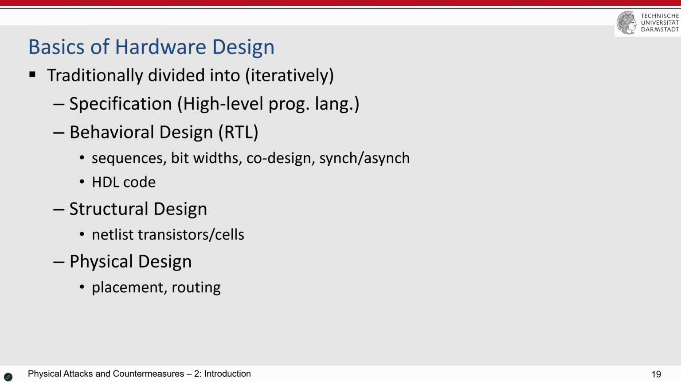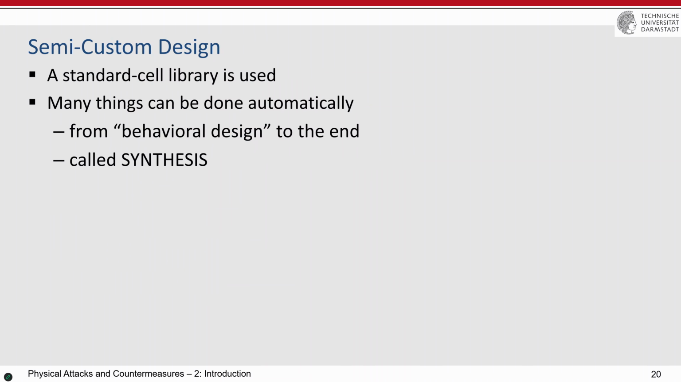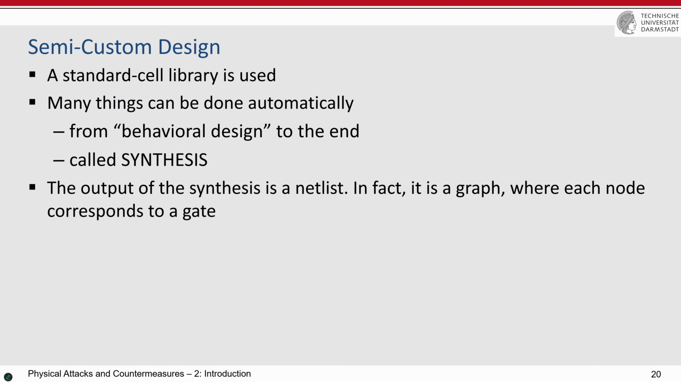The synthesizer will have this library and then decide based on the requirements that you have. For example, you say, I want my device to work at 3 gigahertz of the clock. Now the clock should be 3 gigahertz at least, the fastest clock should be 3 gigahertz. Then the synthesizer will try to use the elements of the library to construct the netlist in a way that fulfills your requirements. So a standard cell library is used for the semi-custom design process, and many things will be done automatically, from behavioral design to the end. This is called synthesis, what I have explained. And the output of the synthesis is a netlist, actually a graph of how these components are connected to each other.